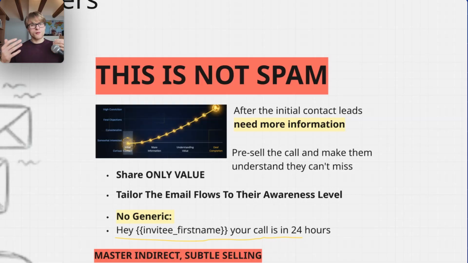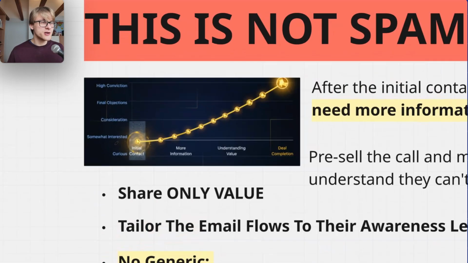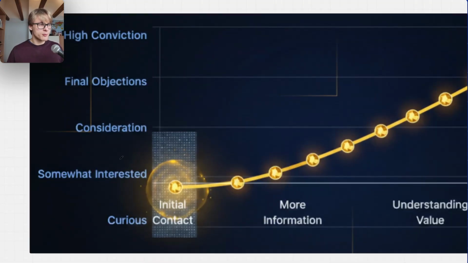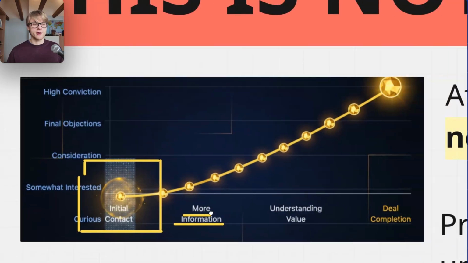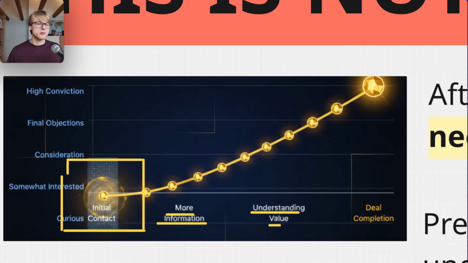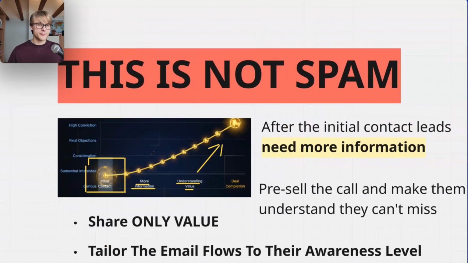We're just giving them a lot of value, and we want to make them indirectly, subconsciously understand that this call will be crucial for them. So you need to meet them where they are right now. After they've booked a call, after the initial contact, they need more information. And this is the stage that you're in. Then when they understand your value, they will show up and complete the deal, all right?